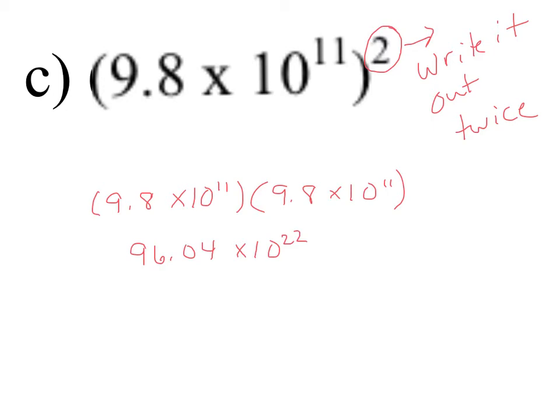Now, unfortunately for us, that's going to be a whole lot of zeros, and on top of that, this guy is not between 1 and 10. So I'm going to have to go ahead and backtrack to scientific notation at the end again, just like we did in example A. All right, so I know I've got 96.04, and since this guy took up 2 of my spots, I'm going to have 20 zeros left over here. So 1, 2, 3, 4, 5, 6.